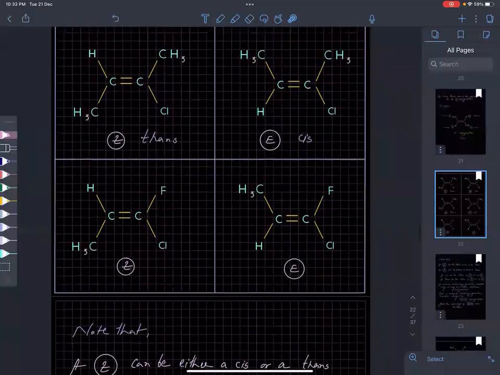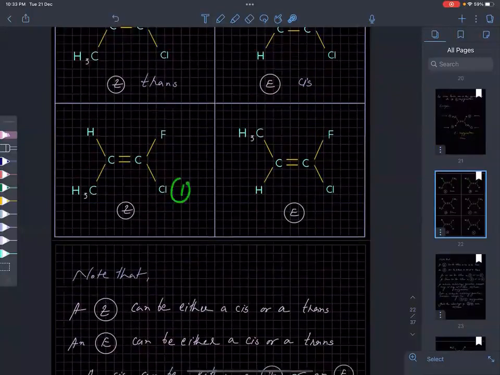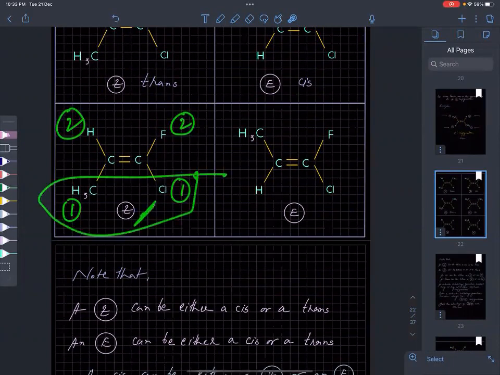What about this? Number 1 and number 2. Number 1 and number 2. No cis or trans. So this is Z, because they are on the same side. Okay? Clear?